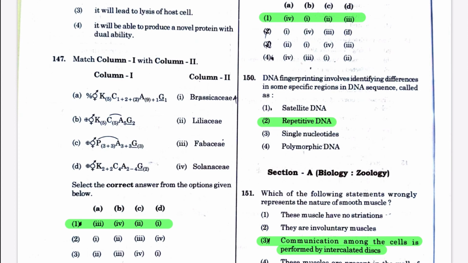Okay, so question number 147, you need to match column 1 with column 2. They have given the floral formula and the family which they belong to. We know that if P comes, P stands for perianth, so obviously it must be Liliaceae. So C must be 2, right? So obviously you can answer. A would be Fabaceae, B would be Solanaceae and D is Brassicaceae.